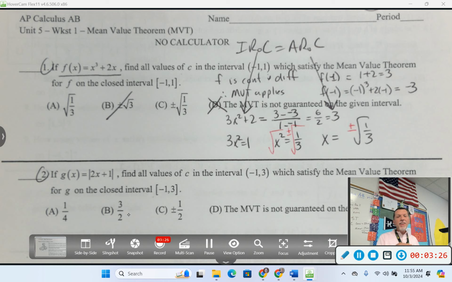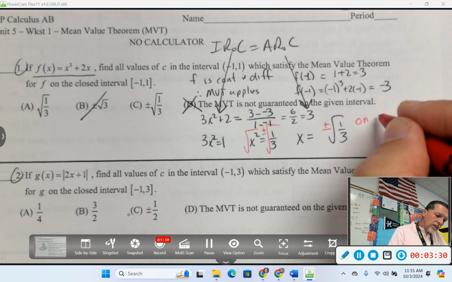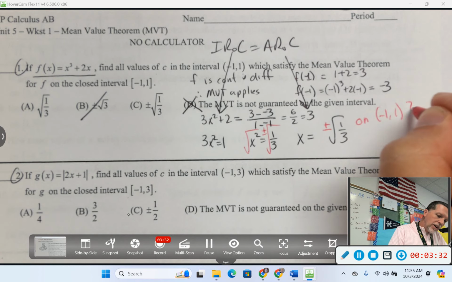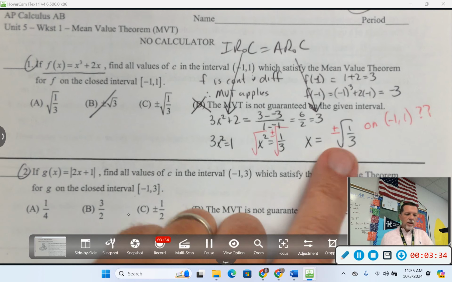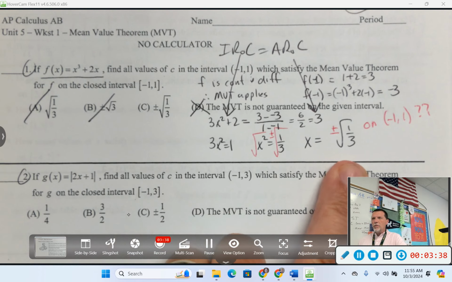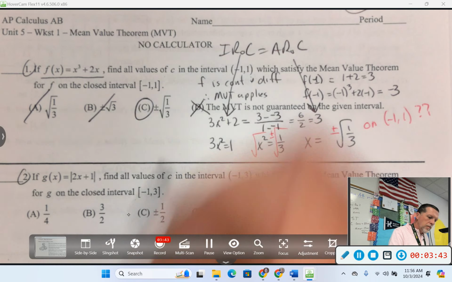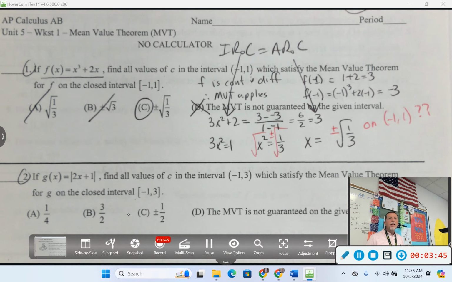And then for these, you have to check to see what's on the interval. So is it on -1 to 1? Well, it's the only one left, so it's got to be right. But the square root of 1/3 is between -1 and 1, so we're good there. There will be times where you will get two answers. One of them's on the interval and one's not on the interval. Don't give both answers. Only give the ones that are on the interval.